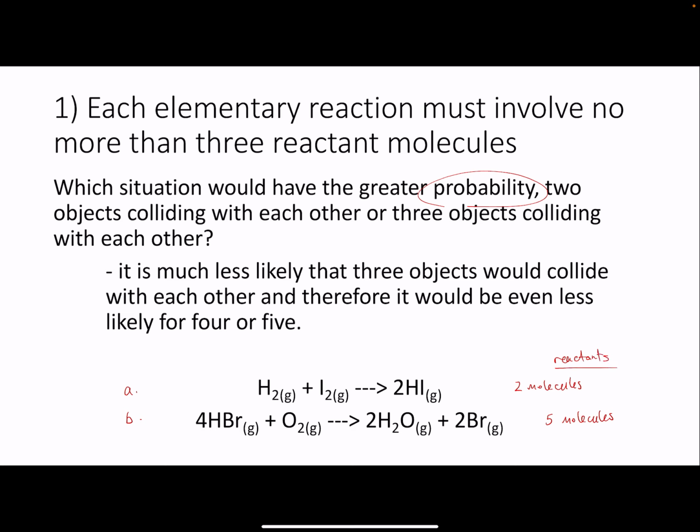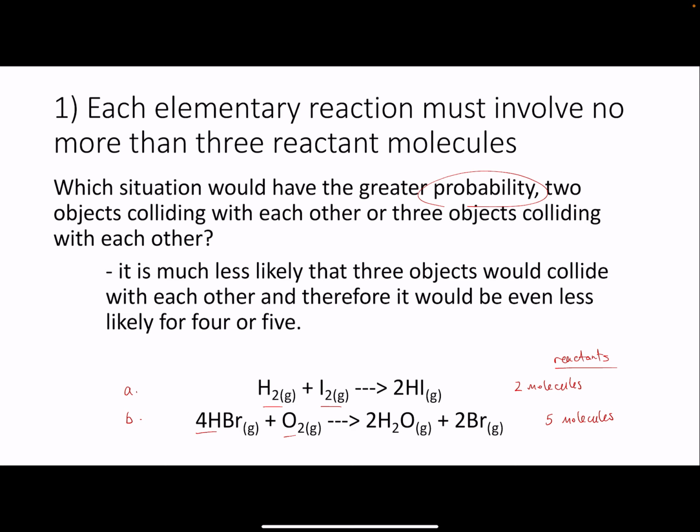So how did we determine that? Well, there are 2 different substances in reaction A, and there's 1 of each. In reaction B, there's 4 of one reactant and 5 of another. So what that means is all 5 of those molecules need to collide at the same time with the proper amount of energy to react. That's a very low probability compared to 2 molecules reacting.